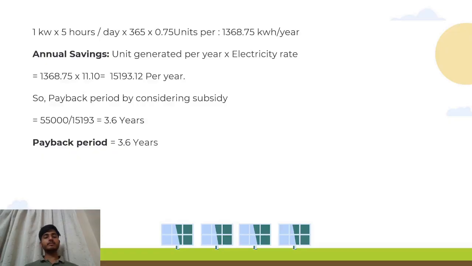So basically, this means that after installing the solar PV system, I will get all my money back after 3.6 years, which I have invested in my solar PV system.